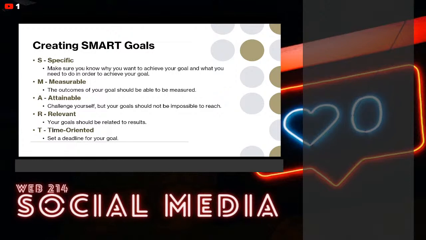Attainable. I think the first part of this sentence here below attainable is just as important as the second part. Challenge yourself, but your goals should not be impossible to reach. Make goals that you think will challenge yourself, but are still attainable, that are still things that you can do, right? Because if we just set super easy goals for ourselves that we know we can do without even trying, then we're not going to grow.